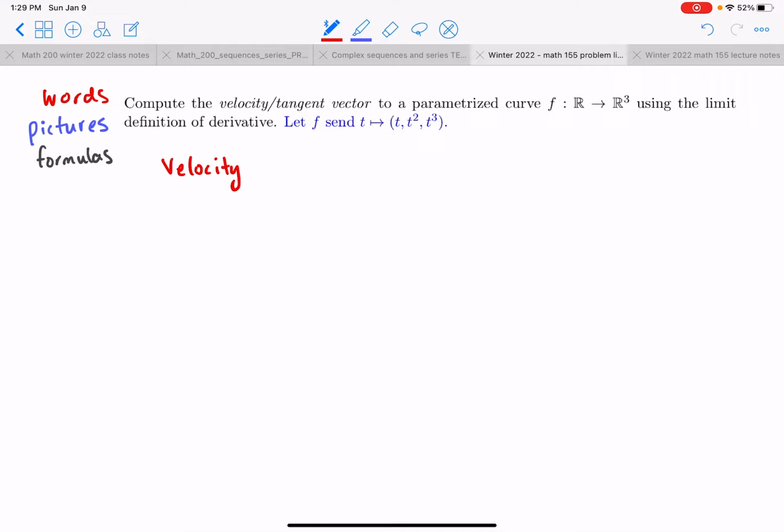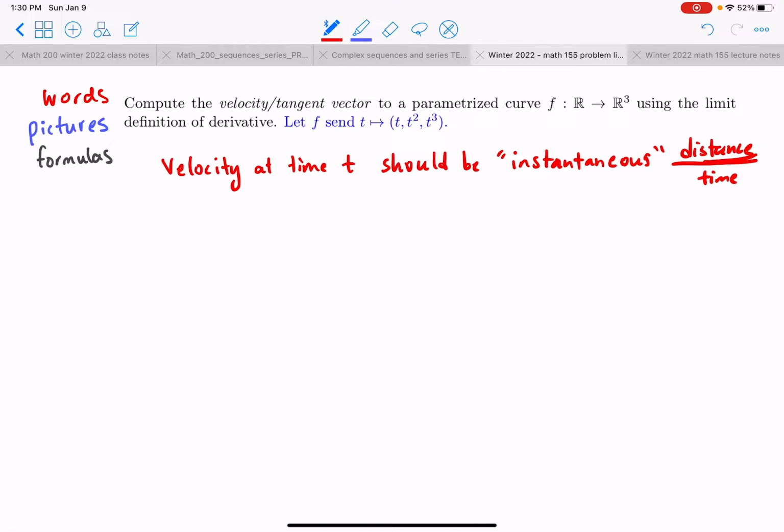Velocity at time t should be instantaneous, whatever that means. We'll see what it means in a second. Instantaneous. Distance over time, right? That's what speed is. Speed is distance over time. But now velocity, we're going to use the vectors in space that we're moving around through space. And it'll work the same in any dimension, actually.